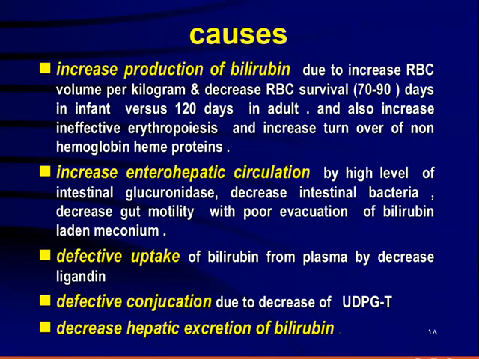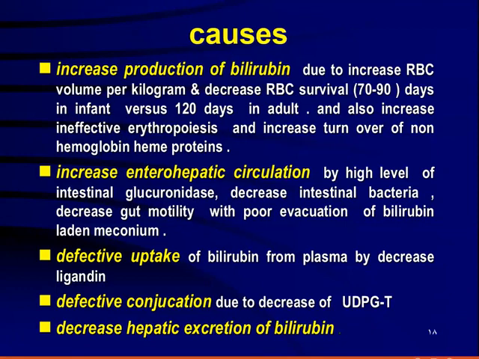Causes: increased production of bilirubin due to increased RBC volume per kilogram body weight, and decreased RBC survival, that will increase the load of heme in the blood. Increase enterohepatic circulation by high level of intestinal glucuronidase and decreased intestinal bacteria.